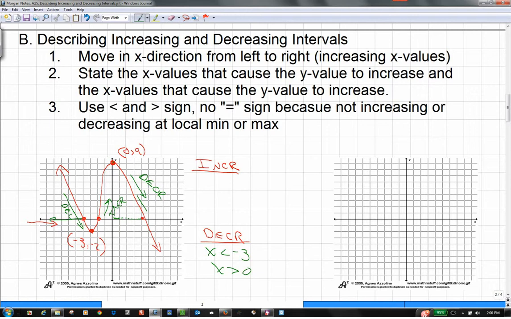Now I need to list my increasing interval, and that's going to occur in this area right here. Here's where I was actually going up. And so those x values go between this point and that point. In that little bitty range for x values is where I'm actually going up the hill. And those would be where negative 3 is less than x is less than 0.